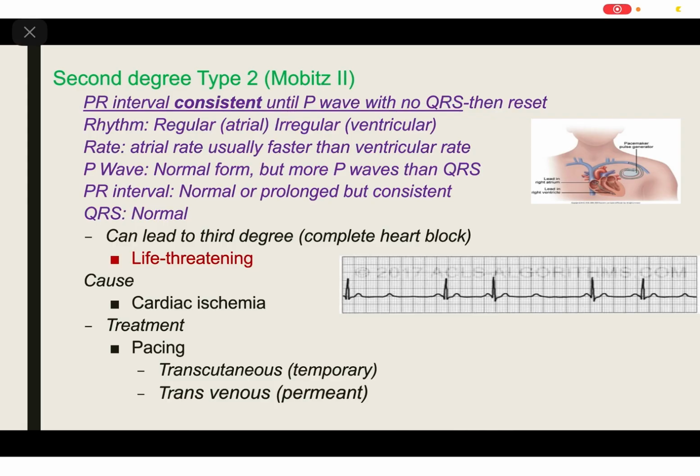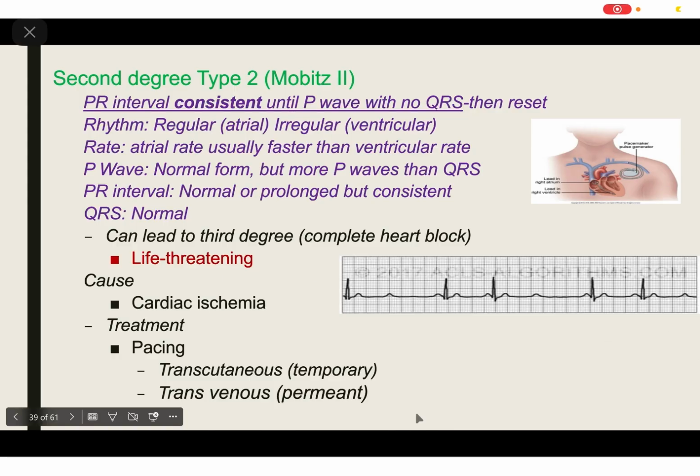Yes, it is also a life-threatening condition if this progresses and these Ps no longer become associated with these QRSs and everyone's just doing their own thing. The top of the heart is not talking to the bottom. We have a problem because our ventricular pacemaker rate is only 20 to 40. That's not fast enough to sustain life.